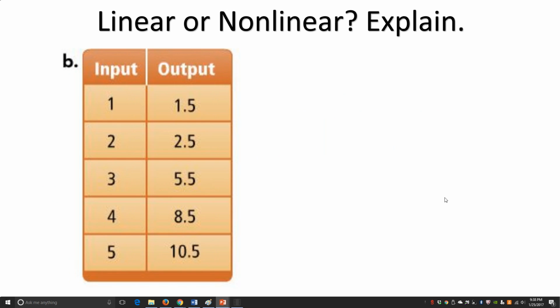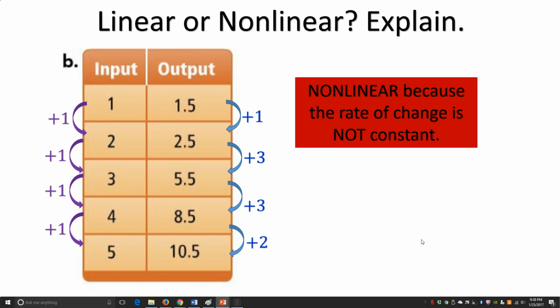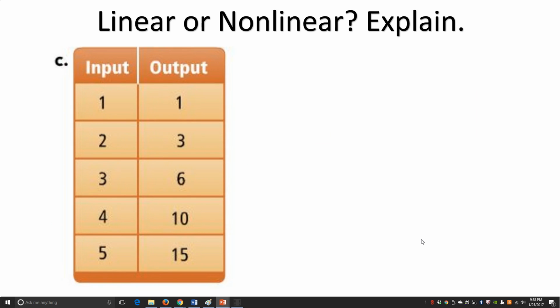Next one. Is it linear or nonlinear? So going from here to here, we have +1. From here to here, +3, +3, and +2. All of these are +1. So 1 over 1 and 3 over 1 are not a constant rate of change. So this one is nonlinear. Please try this one.